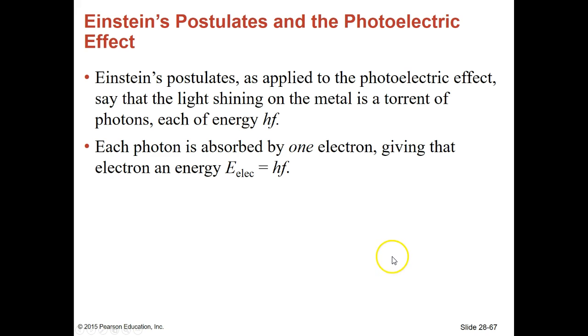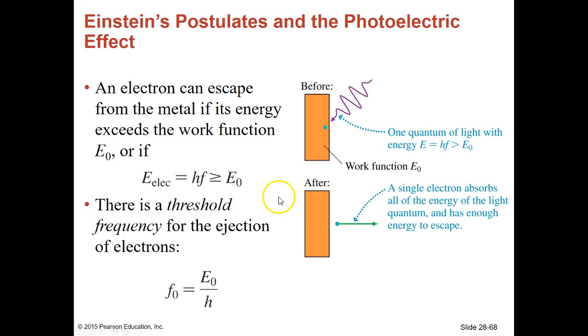His postulates, if you apply them to the photoelectric effect, just say that for light shining on a metal, each one of these photons has that energy hf, and each photon is absorbed by one electron. Then the energy of the electron is also equal to hf, since the energy going in needs to be the same as the energy going out. So an electron can escape from a metal if its energy exceeds the work function.